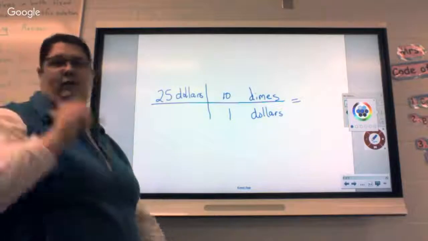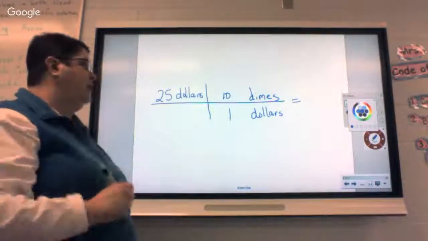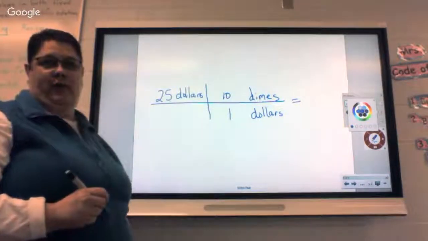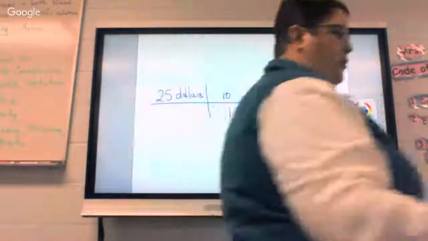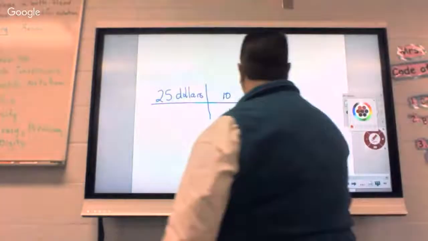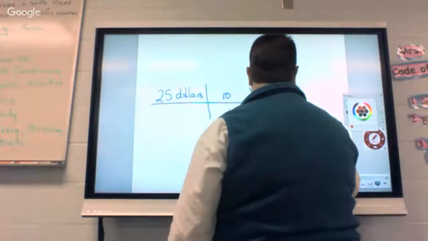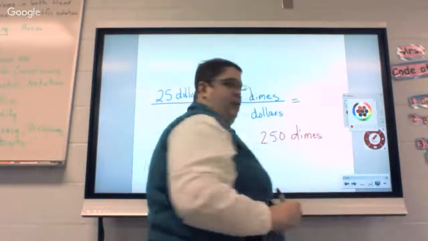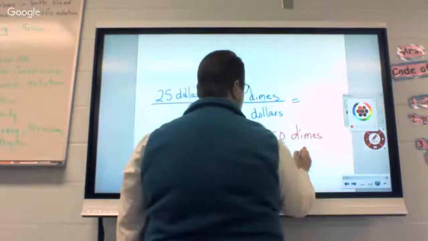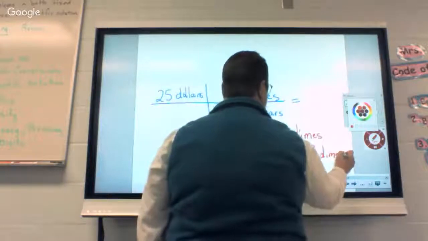Factor label method works for everything. It doesn't have to be for math. You can do that in your head, but my point is this method works for everything. Now, the two things I want you to do in these odd questions: I want you to write your answer in a sentence, so 250 dimes, and I want you to write it in scientific notation, so 2.50 times 10 to the second dimes.